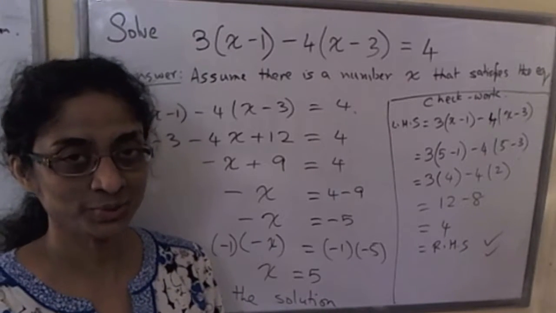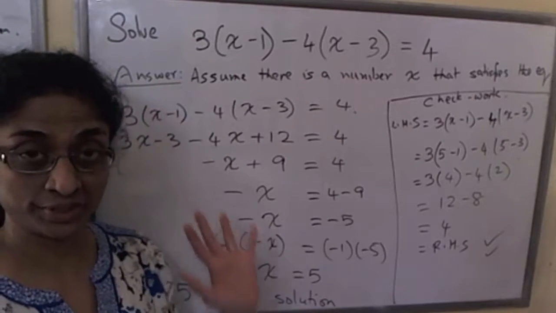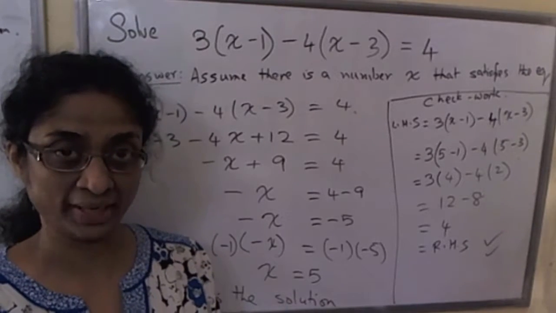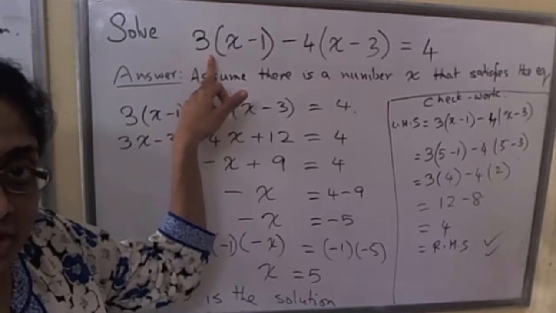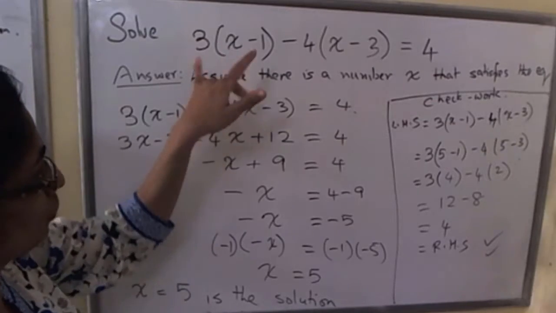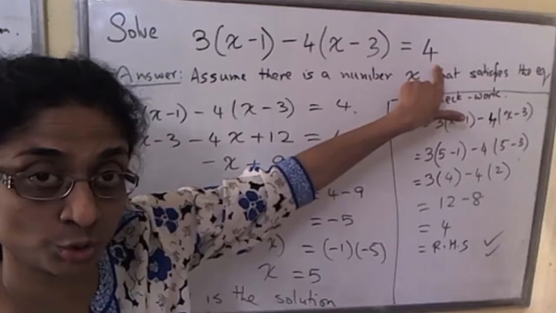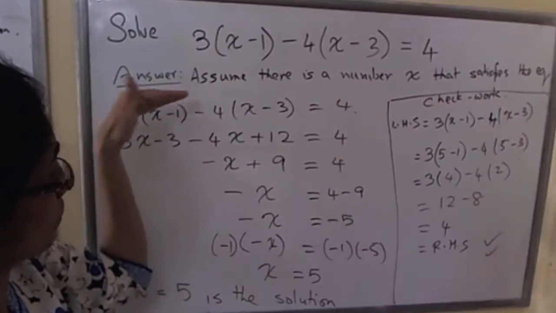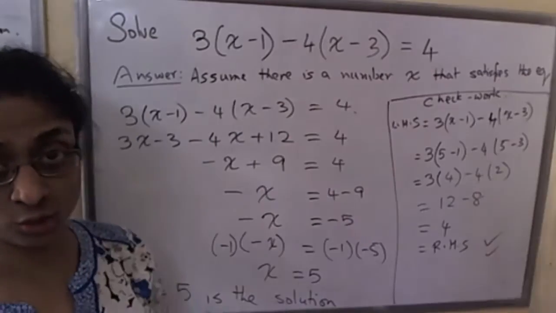Hi, in this video, let's try to solve this equation and also figure out how to write up our work correctly. So again, solve an equation means find all numbers x for which this expression, which is now a number, is exactly equal to 4. So a good starting line would be: assume there's a number x that satisfies this equation.